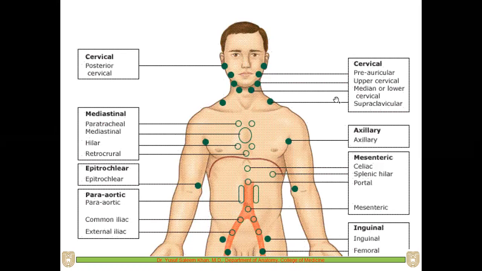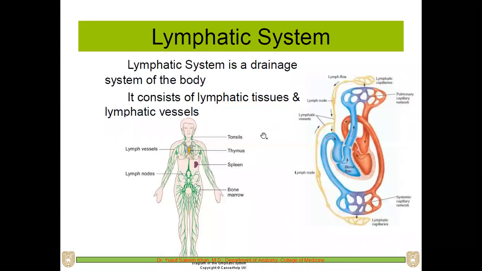As I showed before, this picture showed the palpable lymph nodes, which are in the cervical region, axillary, inguinal, as well as epitrochlear and popliteal. Then there are lymph nodes which are non-palpable, like the mediastinal. Then we have the mesenteric, para- and pre-aortic, all those. Okay, we'll go into details about each of them. Just once again, we will revise what exactly we discussed, and then we'll go further.